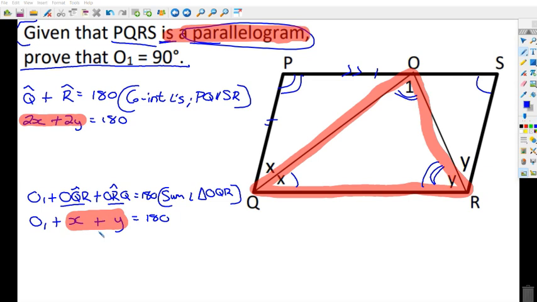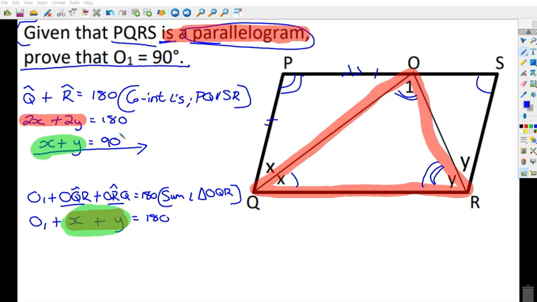I can just divide by 2 here. If I divide by 2 on this side, I have to divide by 2 on this side. So if I divide by 2 here, I'm dividing by 2 everywhere. So 2x divided by 2 is just x, and 2y divided by 2 is just y. And what's 180 divided by 2? 90. So there I just found what x plus y is. Isn't that fantastic? What is x plus y? x plus y is equal to 90 degrees.